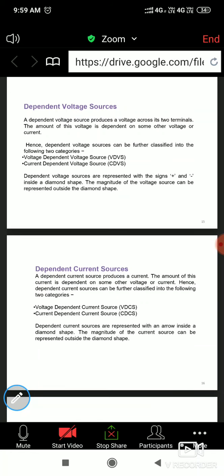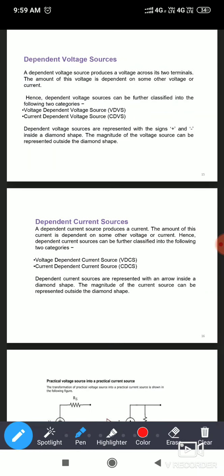So dependent voltage source, in that 2 types are there: voltage dependent voltage source and current dependent voltage source. That is VDVS, CDVS.